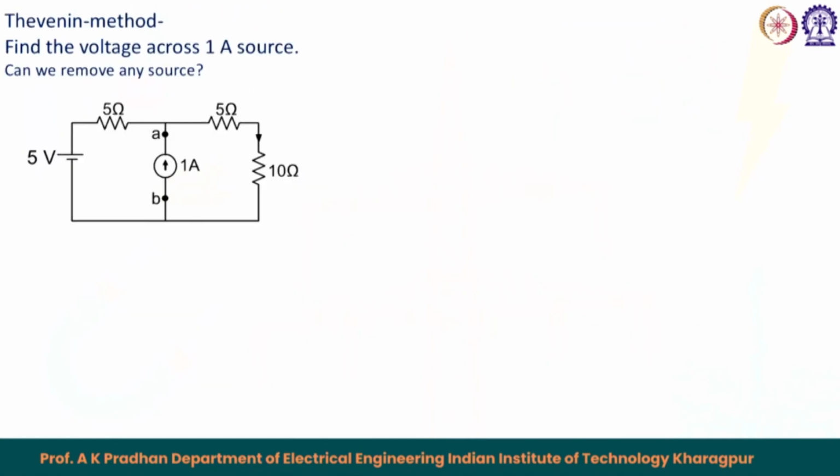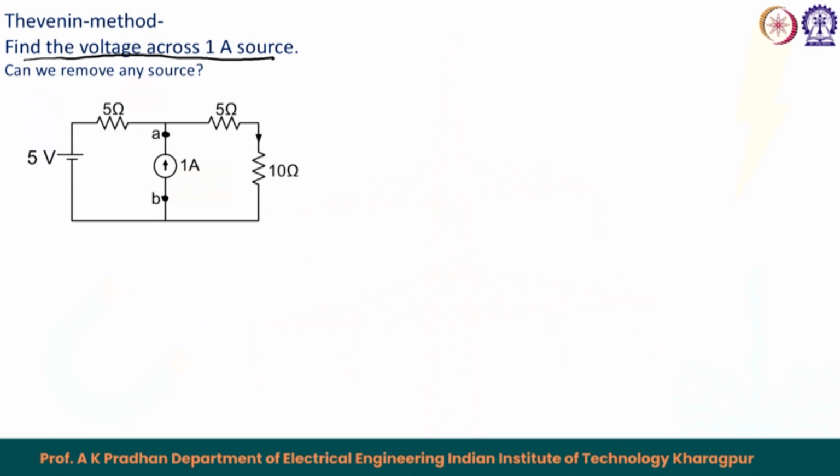Now, we will go to another example, where we will face a different situation. The question is to find the voltage across the 1 ampere source. So, this is not a resistance now.